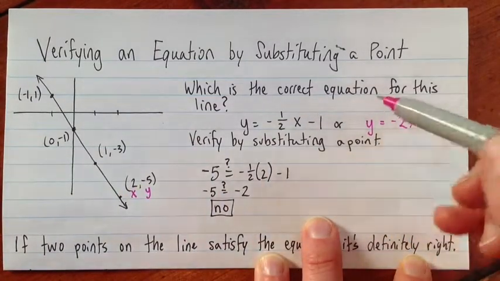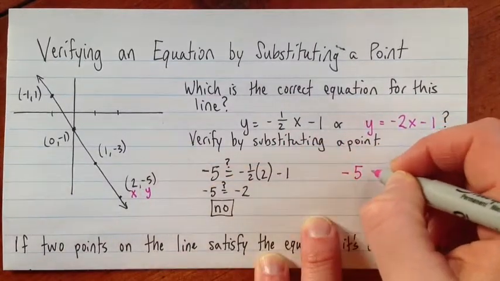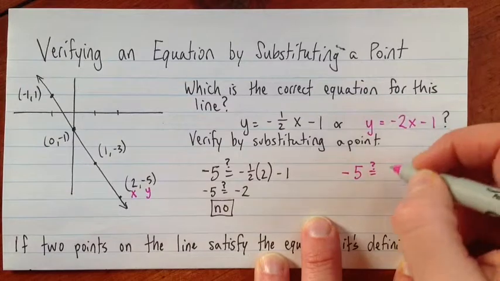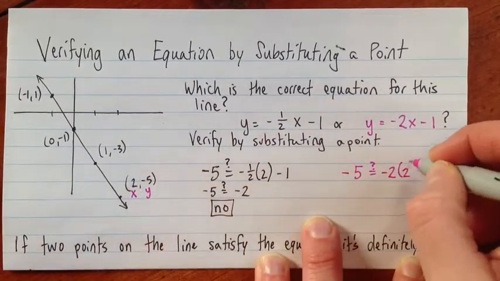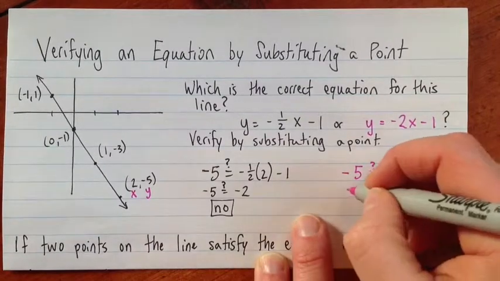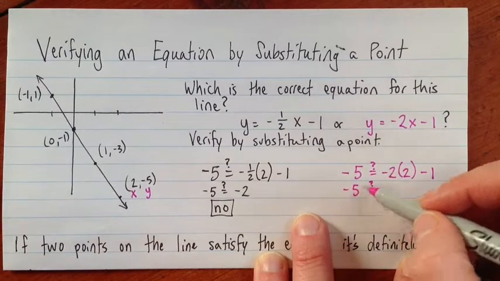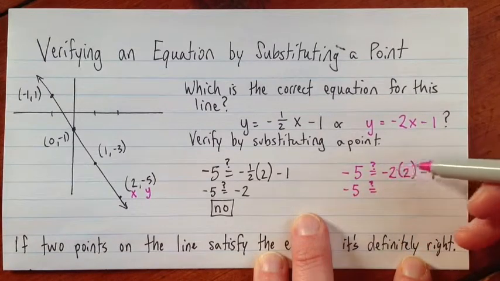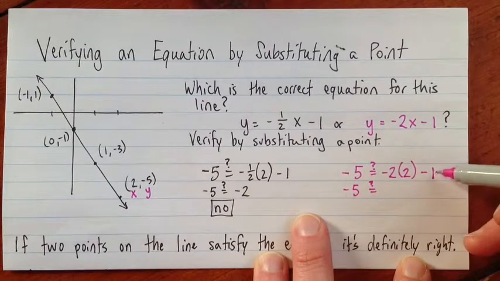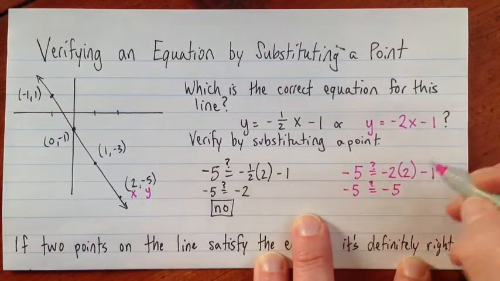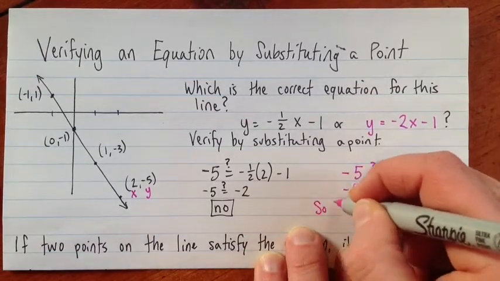We'll do the same thing. We'll substitute the y, so that's negative 5, equals question mark, negative 2 times x, which is 2, minus 1. I'll just copy the left side again. And on the right side, I have negative 2 times 2. That's negative 4. Subtract 1. That is negative 5. Yes. So this equation is correct.